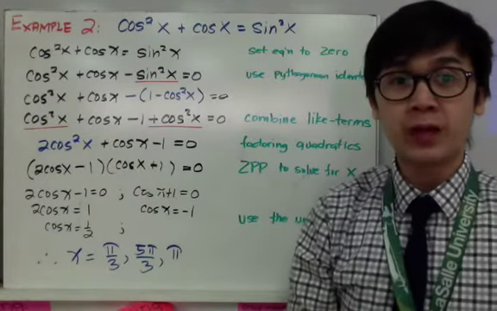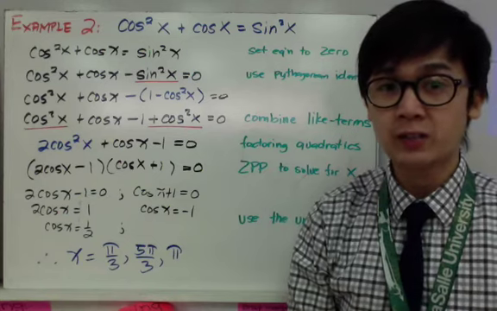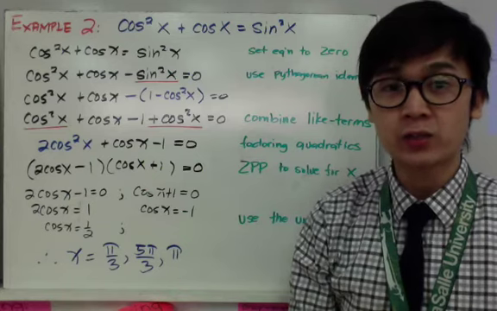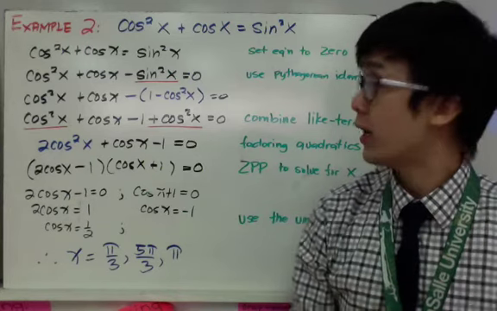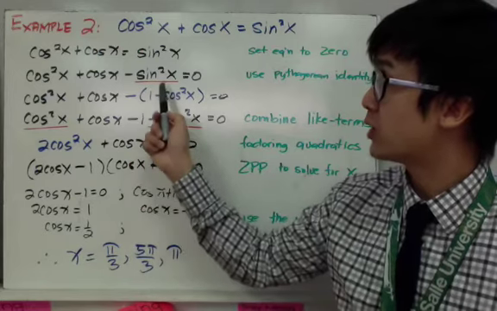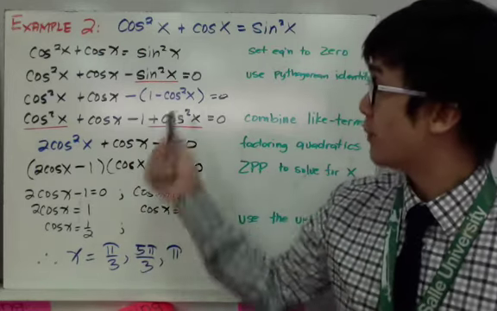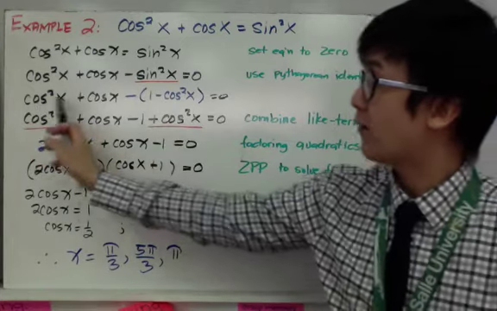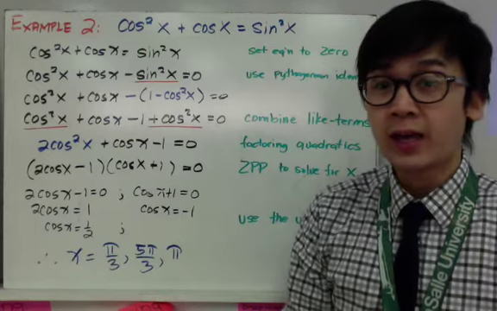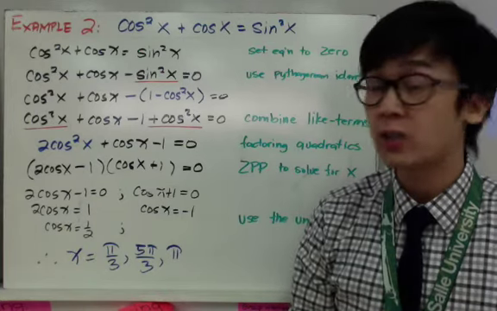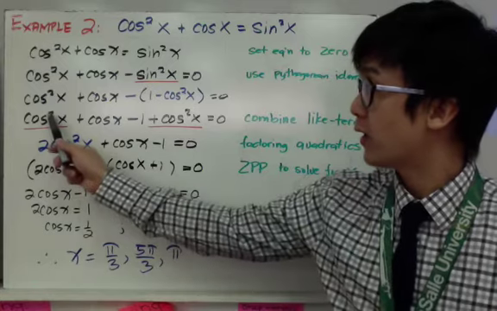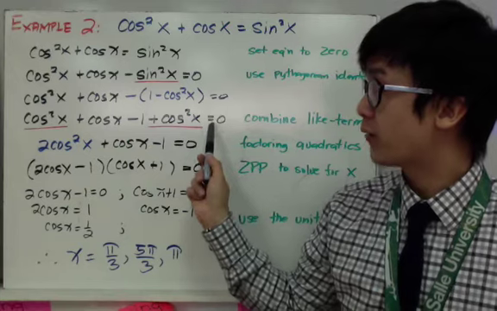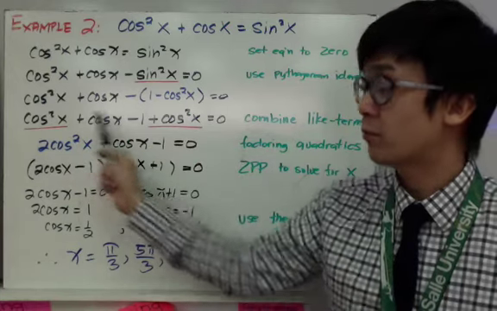Now for example number 2, we have cosine squared x plus cosine x minus sine squared x. Now in this example, what I did is I set my equation to 0 for my first step. And when I set it to 0, I decided to change sine squared x to 1 minus cosine squared x because if I do that, I'm going to have all cosine in my equation, and it makes solving the trig equation a lot easier. So now I have cosine squared x plus cosine x minus 1 plus cosine squared x equal to 0. And for solving for x, all I have to do is to combine like terms.